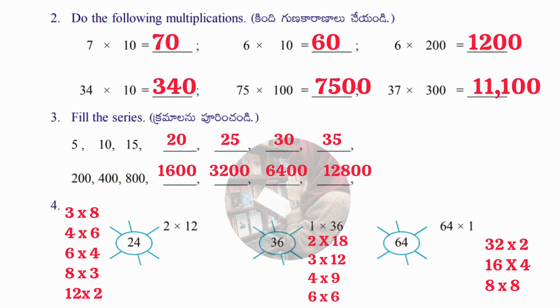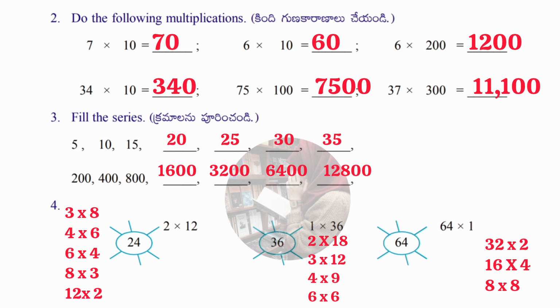Here 24 is given. We have to write down the multiplications, means factors of 24. 2 into 12 is 24, like that. 3 into 8 is 24, 6 into 4 is 24, 4 into 6 is 24, 8 into 3 is 24, 12 into 2 is 24, like that. Okay, so do the same for the rest of the two numbers.